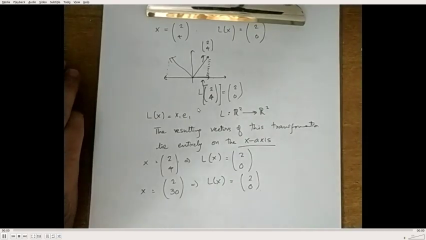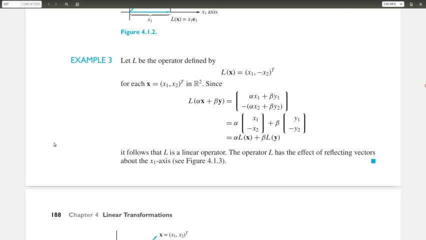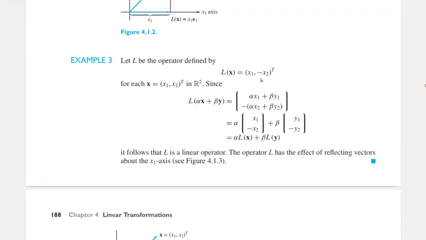Okay, let's move on. You have another operator. What's it doing? It's taking the first component as it is, but the second component is being multiplied by a negative sign. And you can show, using the same arguments, that this is a linear transformation as well. You take the linear transformation of a combination, alpha x plus beta y. The first component is as it is. The second component gets multiplied by a negative sign.